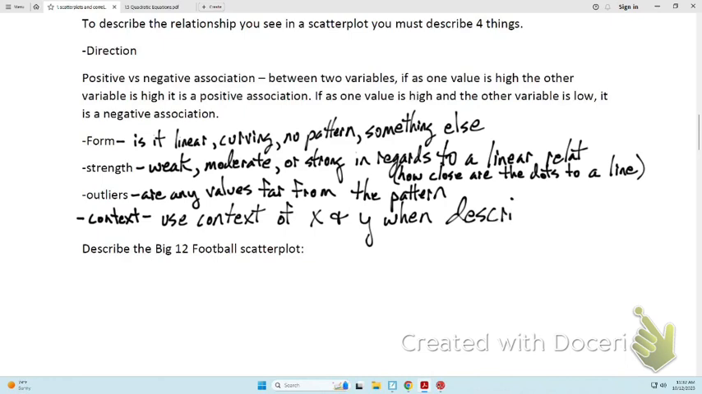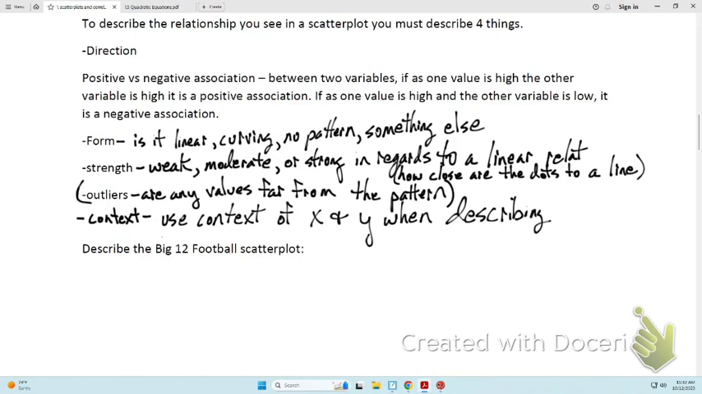So to be honest, in the generic description of a scatter plot, I usually skip the outlier talk and I save that part for specific questions. And we'll look at that here in a little bit.